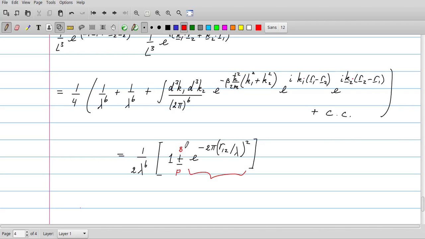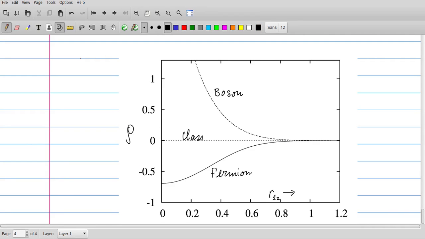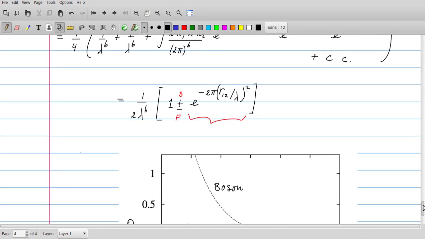Here is a plot of the three distributions. On the horizontal axis you see the interparticle distance. This is the probability to find particles there. Classically it's just a constant. For fermions it goes down, and for bosons it's increased for short particle separations. And the length scale over which this happens is, as you have seen before, the lambda, which is the thermal wavelength.